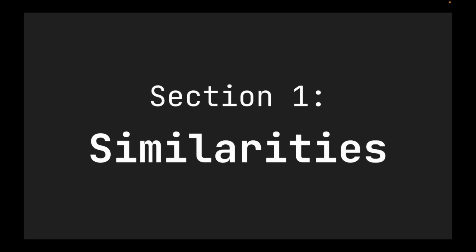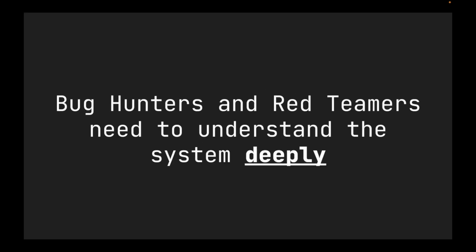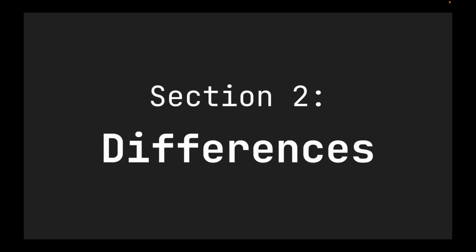Bug hunters and red teamers share the same ultimate goal: improving system security. Both need to think like attackers, analyze weaknesses carefully, and understand the system they are testing. Both roles require critical thinking, patience, and attention to detail. A small misconfiguration or a tiny bug can be important for either role. So, they both need to notice things that others overlook. For example, whether it's a small excess or a misconfigured API, both bug hunters and red teamers need to understand the system deeply. Next, we will look at the differences between them.